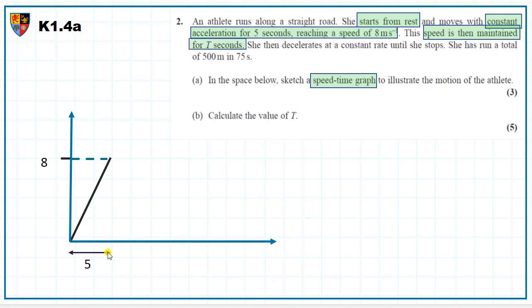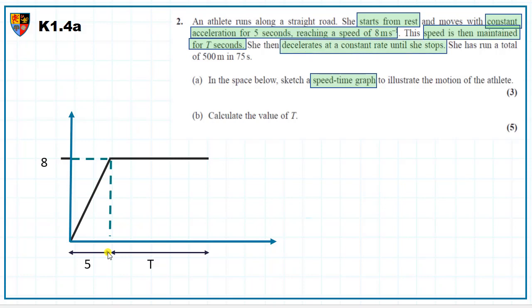Next. The speed is maintained for t seconds. No change. It's a horizontal line because there's no acceleration or deceleration. And that is for t seconds. I can mark it off for clarity.